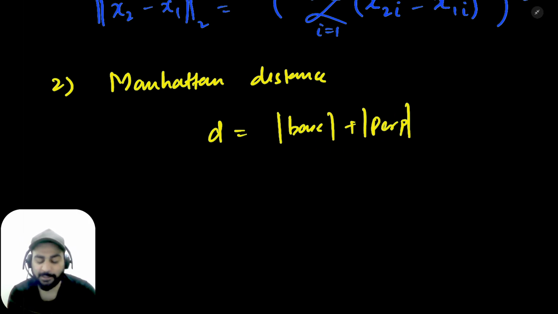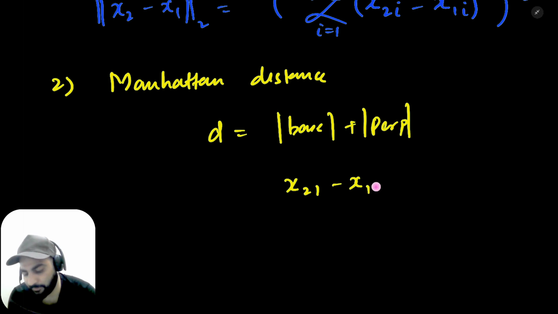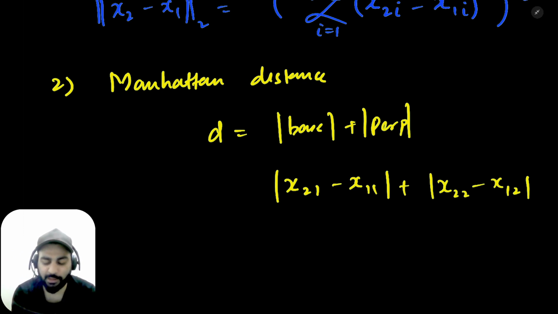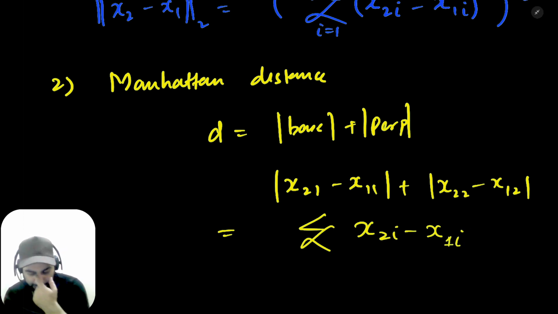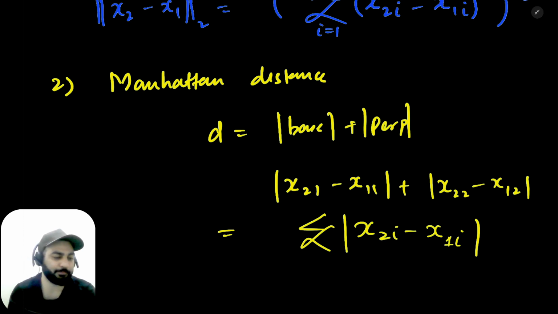So what is the meaning of that? How to compute base? The base was x of the second point's first coordinate minus x of the first point's first coordinate, and then take the absolute value of this, plus the second point's second coordinate minus the first point's second coordinate, absolute value. Then no norm is being taken, no square root, nothing. So this can be written as the summation of x2i minus x1i, with a mod over this.